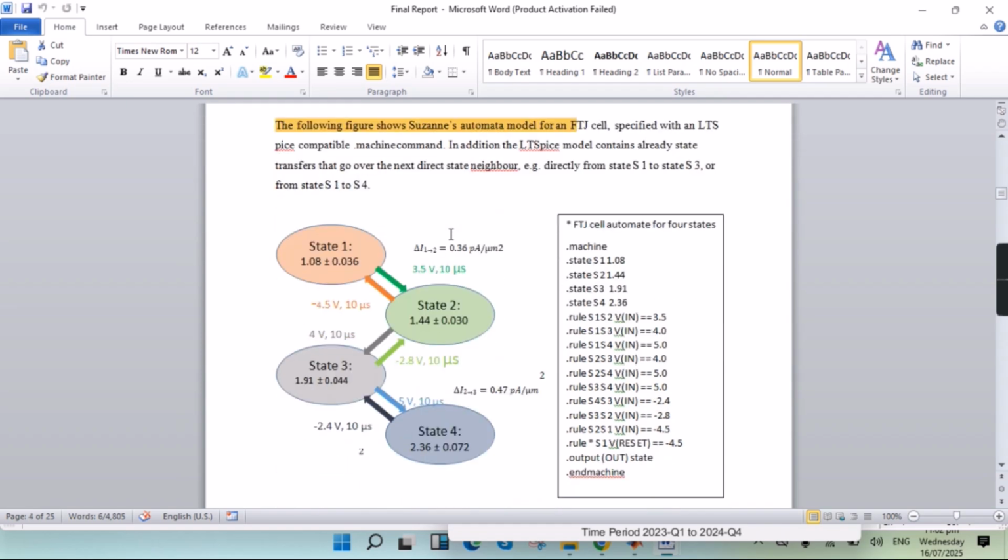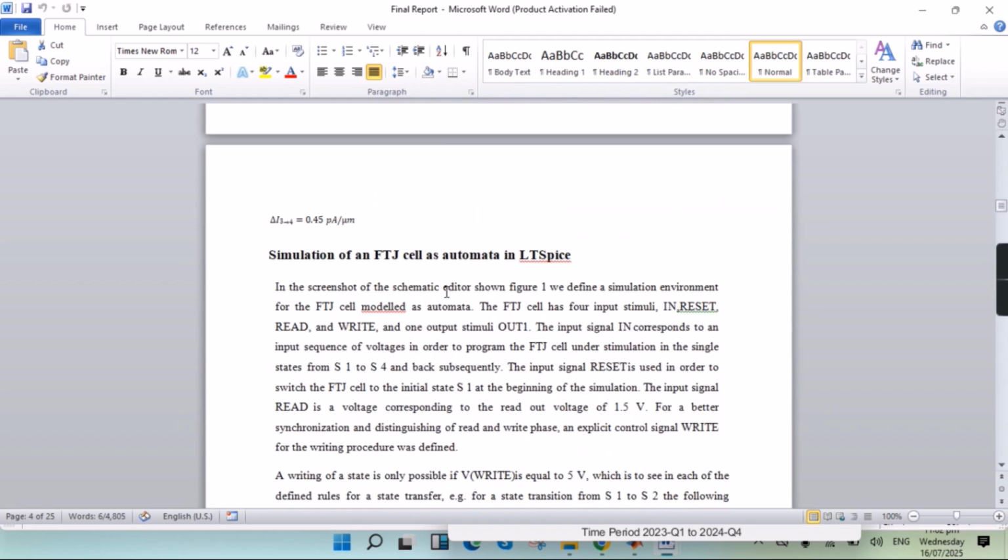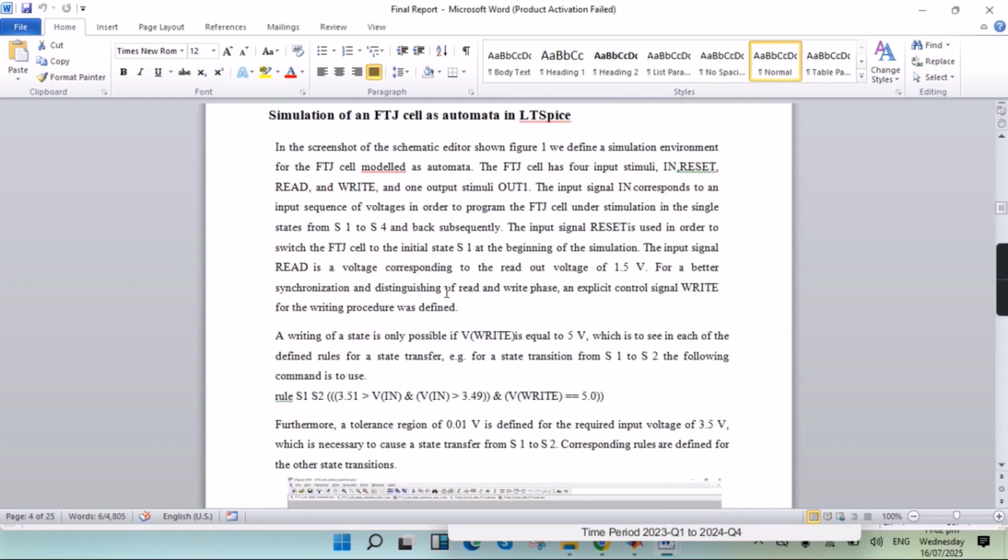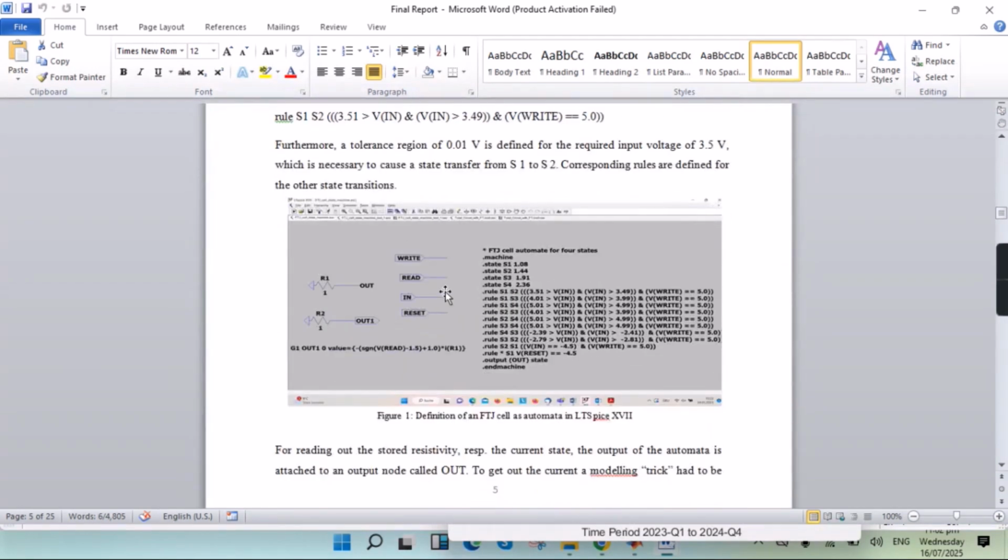So these are the block diagrams used for state 1, state 2, state 3 and state 4. These are the time delay and the voltage levels according to the different stages of the FTG cell. And the next part is the simulation of the FTG cell. Basically these cells define the read and write of the memory and the input and output results of the overall LTspice full adder circuit.